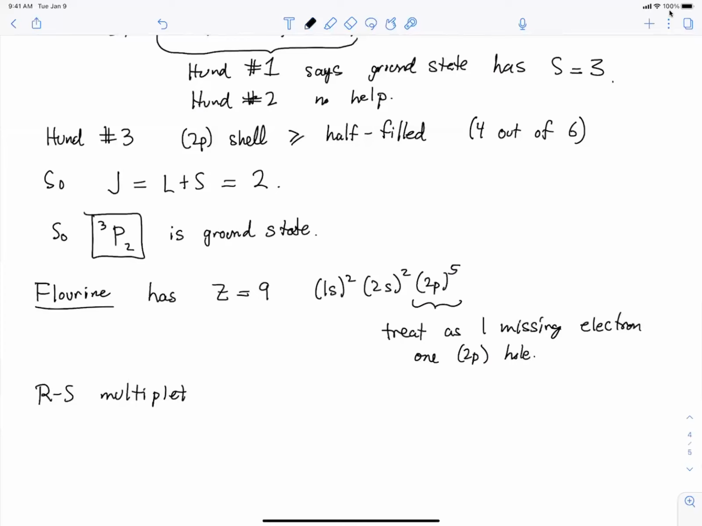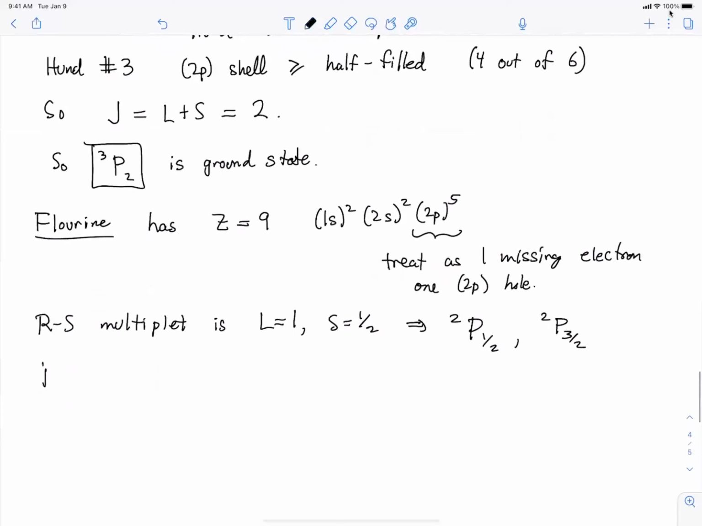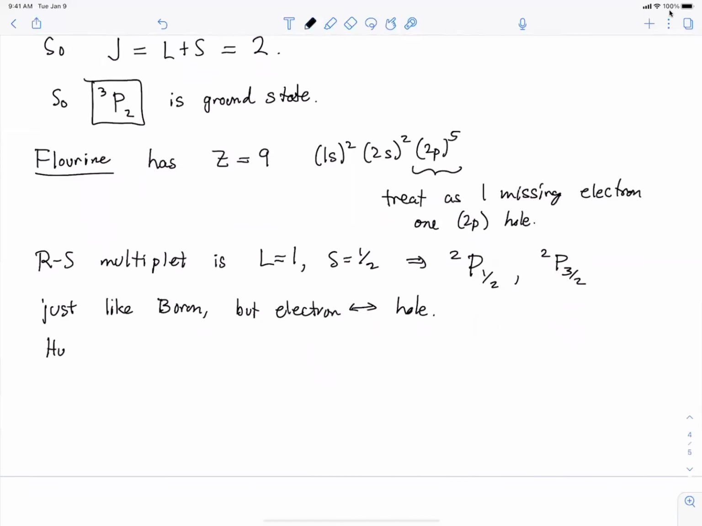Okay, so the Russell-Saunders multiplet has L equals 1, S equals 1/2. There's only one hole, but we can combine that into two different J's, 2p1/2 or 2p3/2, because those are the possible J's. Okay, so this is just like what we did for boron, but with electrons replaced by holes. Okay, and now we apply Hund's rules just like we did before.